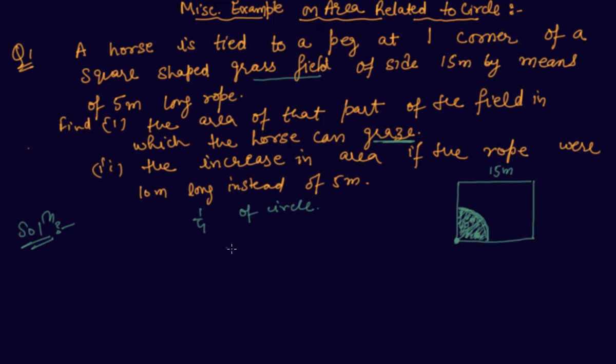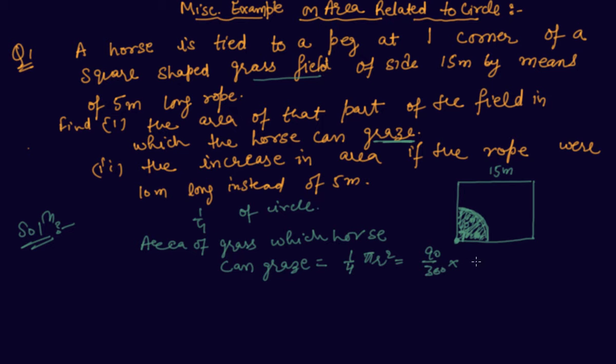Okay, so to find out the area of grass which the horse can graze, I will directly use the formula 1 by 4 pi r square. How does 1 by 4 come? Because the angle of a square corner is always 90 degrees, so it is 90 upon 360 into pi r square. So this is 1 by 4 pi r square.